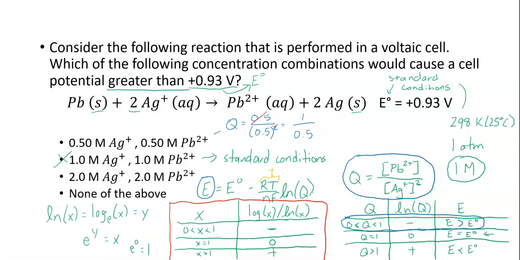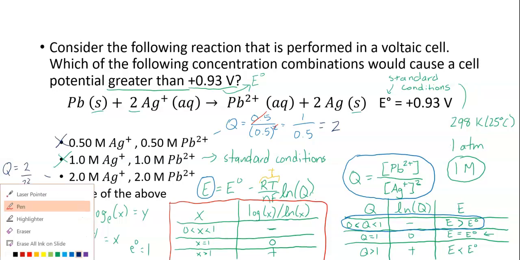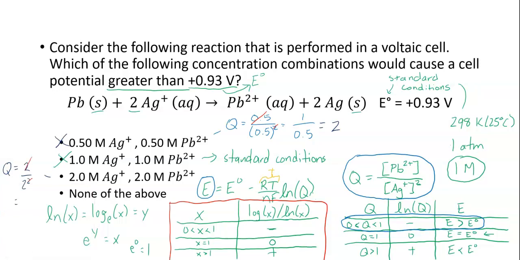So that's 2. So q is greater than 1, so that doesn't work. That would actually be less than the standard cell potential. And then in this case, q is equal to 2 over 2 squared, which is equal to, again, these partially cancel out. So this is 1 over 2, which is less than 1, so this one would work.